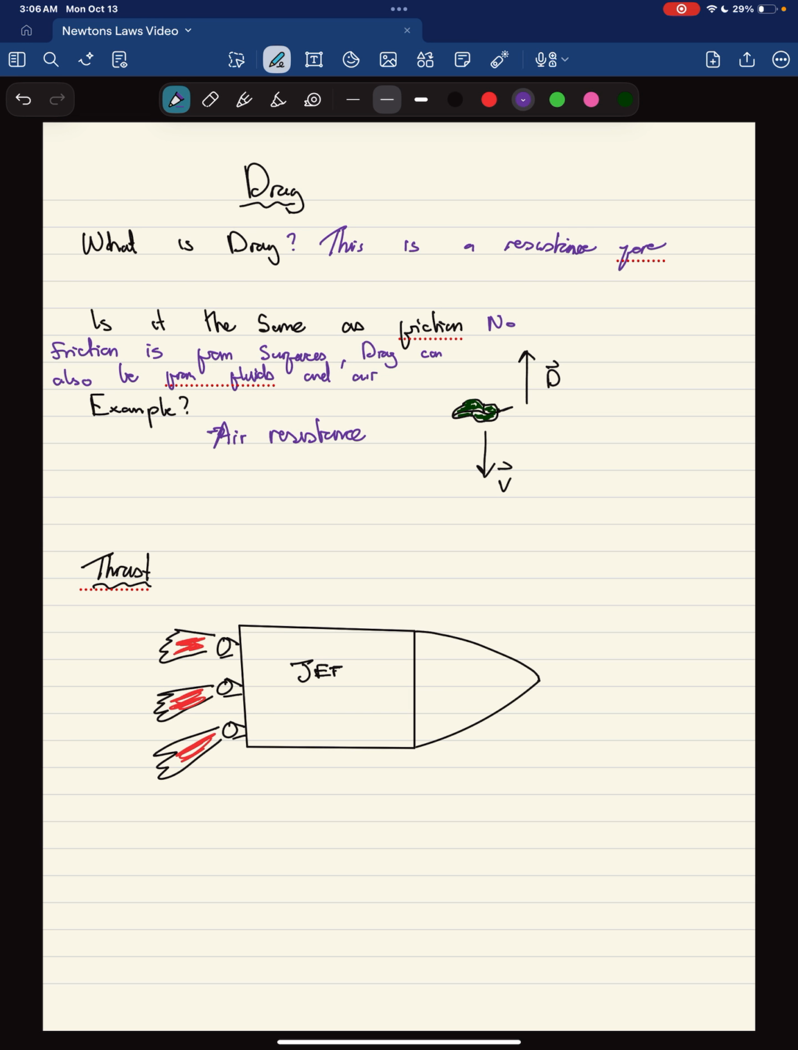So, anyway, where does drag always point? So drag always points in the direction opposing motion. So you see we have our velocity vector pointing down, the leaf is going down, but drag is going right up because it has to oppose motion.